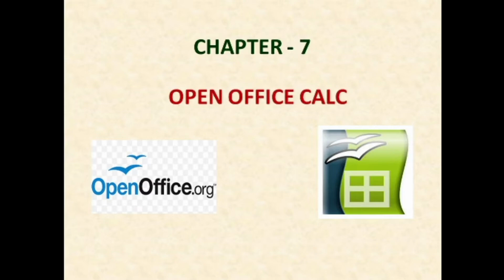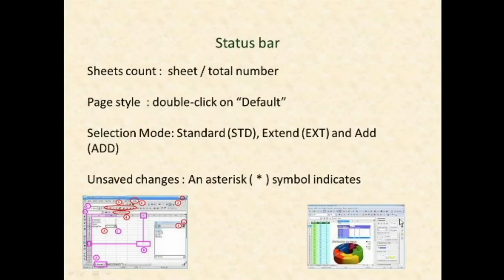Good morning, students. Today we are going to study Chapter 7, OpenOffice Calc. In this chapter, today's topics are the status bar, the sheets count, page style, selection mode, and unsaved changes. These topics we are going to study today.